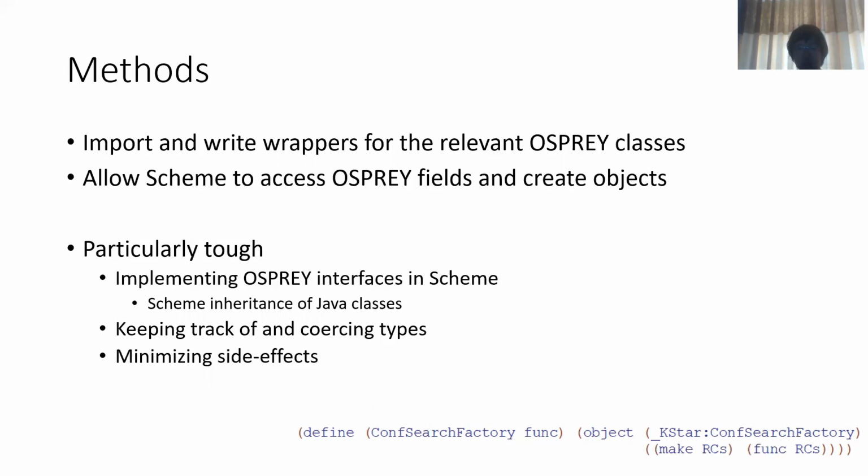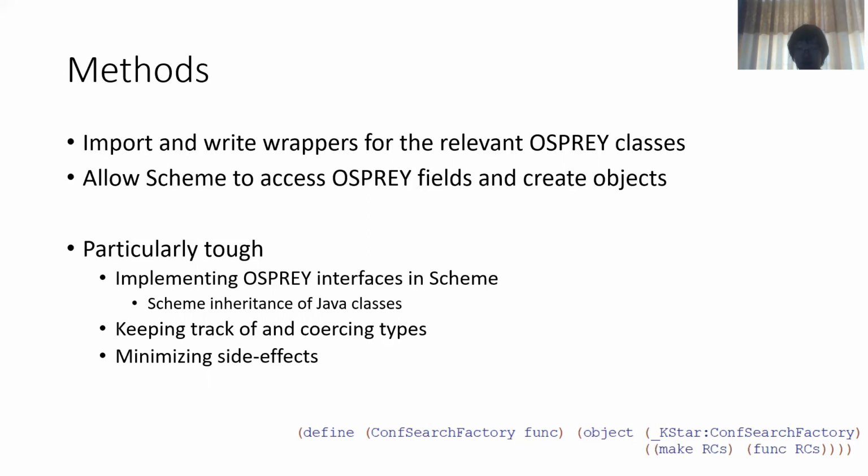Another thing we needed to do was to keep track of and coerce types. Scheme isn't very strongly typed, which means that keeping track of what Java classes and types you're passing in is pretty difficult. Also, in Scheme, there are no doubles or integers. They're all just numbers, which means that when we're passing Scheme numbers to Java code, we need to ensure that they're represented correctly as either doubles or ints.